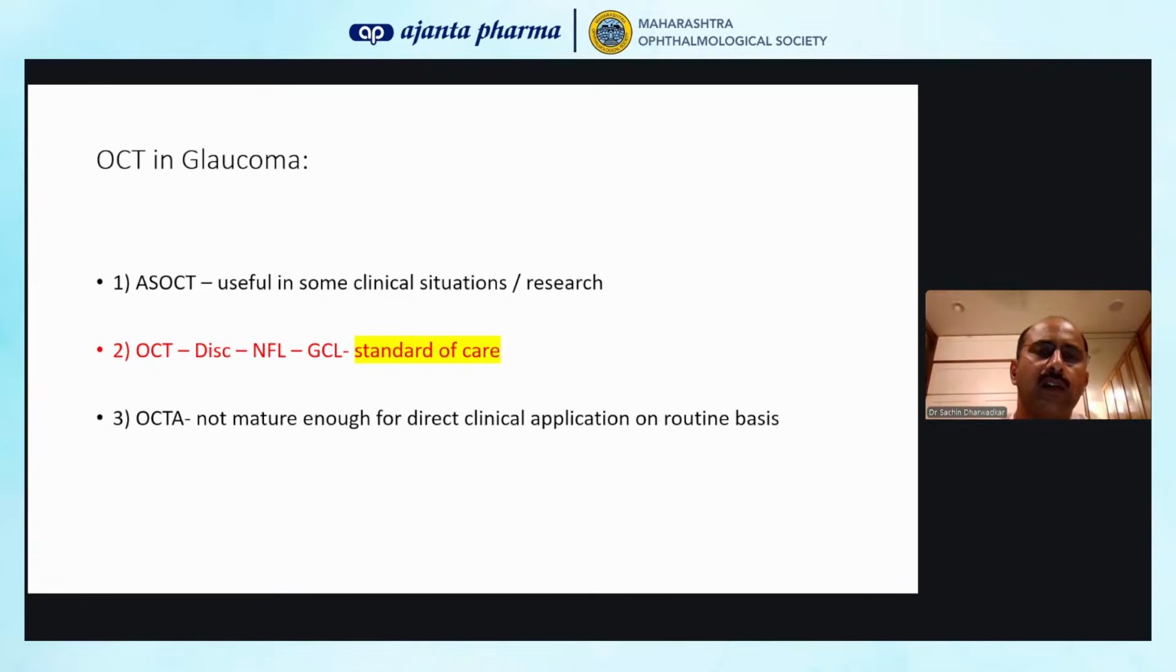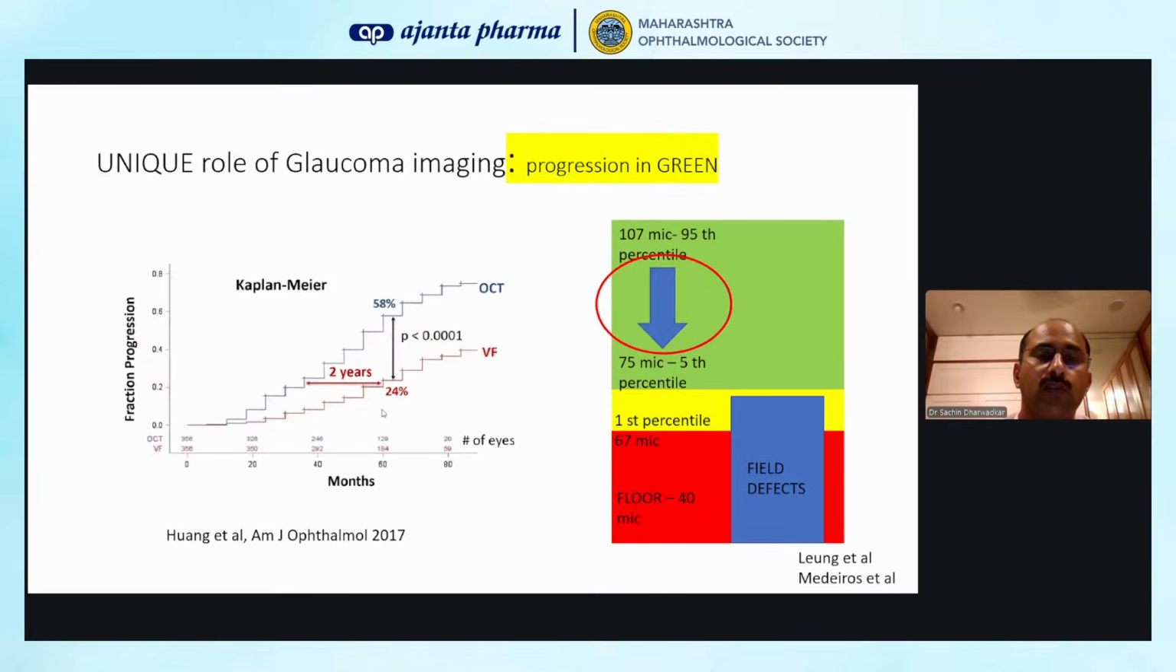Routine clinical practice. So as I said, out of the three, the second one, the posterior segment OCT, is the most common, involving the posterior pole, the disc, and the nerve fiber layer. So why is there a unique role of imaging in glaucoma? That is because of a concept called progression in glaucoma.